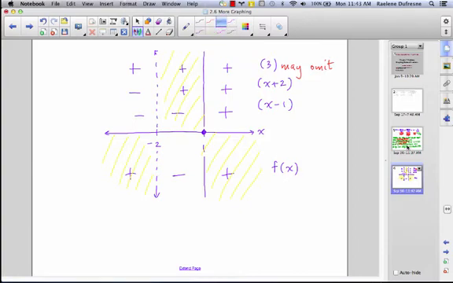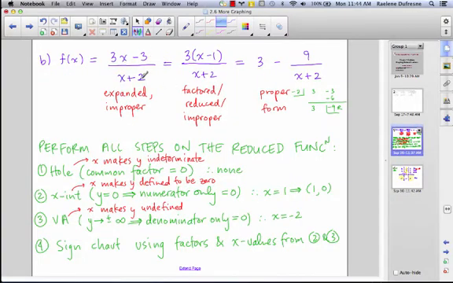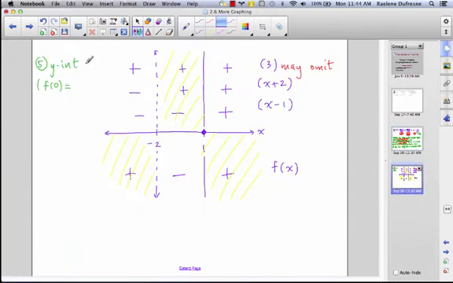Now the next step after finding the sign chart is to come up with the y-intercept, and I think I'll put it here. The y-intercept is the y value when x is 0. So f of 0 in this case is equal to -3/2. Sorry, I'm just going to write in here in brackets x equals 0, and therefore f of 0 equals -3/2. So we have a point at 0, -3/2.